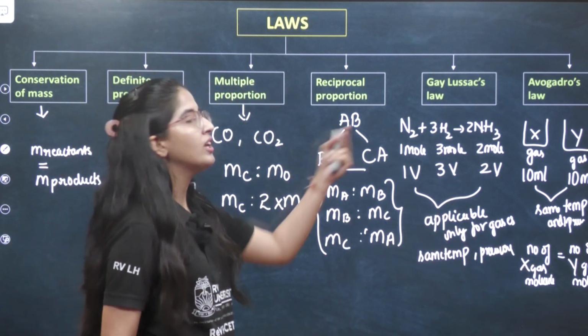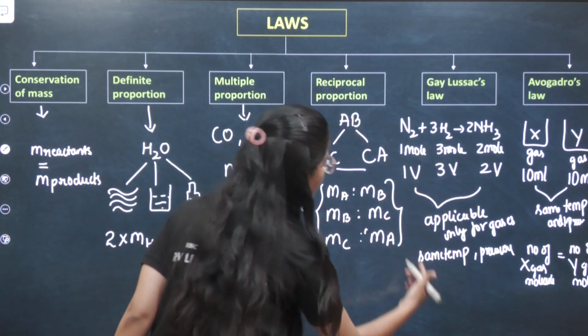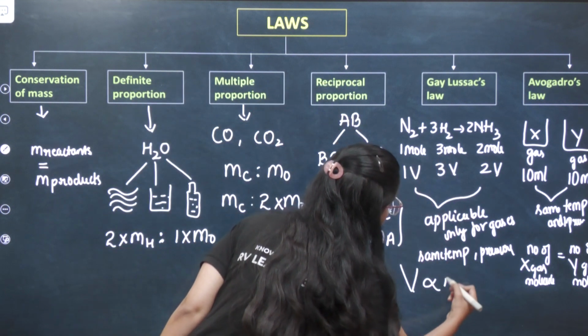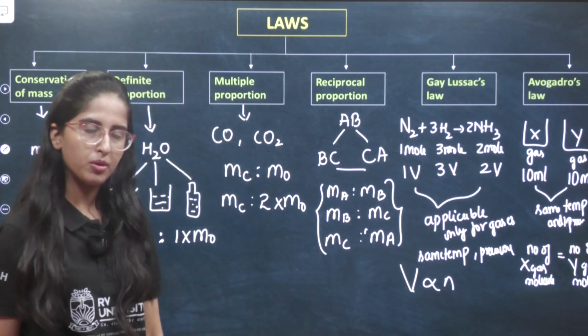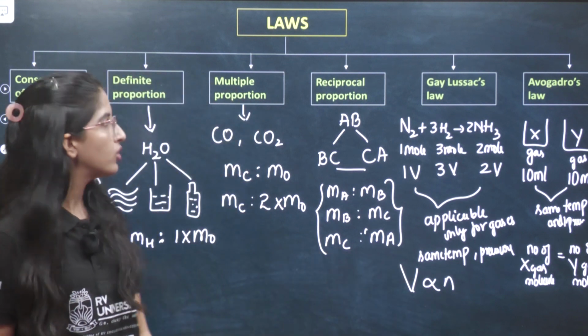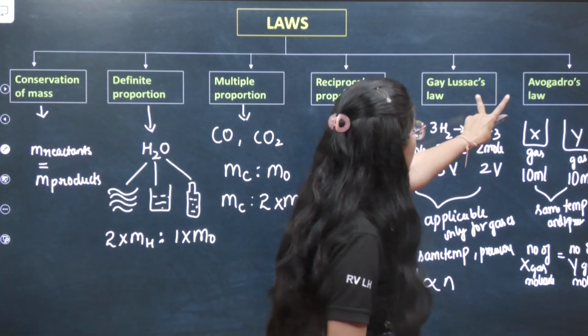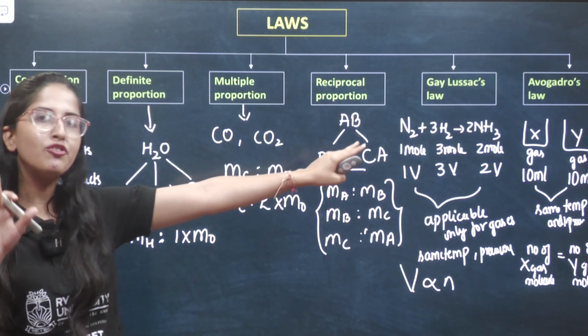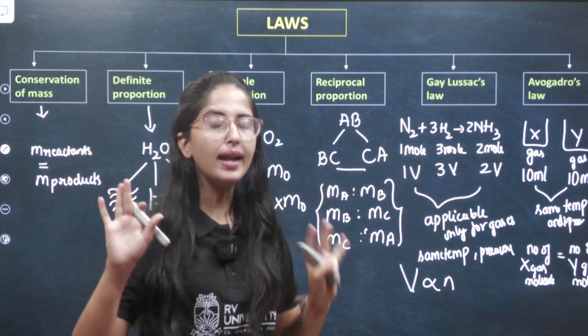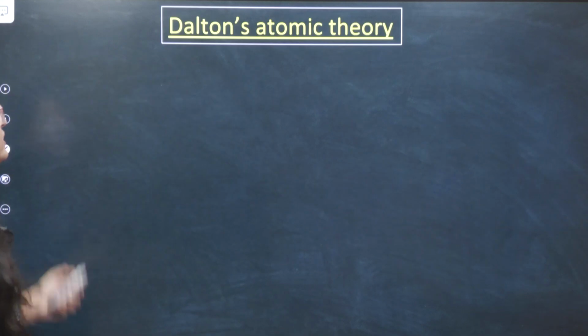This came again from your Gay-Lussac's law, which already told you that volume is directly proportional to number of moles. Understood? So these are the important laws, in which the last 2 laws, that is Gay-Lussac's law and Avogadro's law, are applicable only for gases at the same temperature and pressure. Now let us move further.